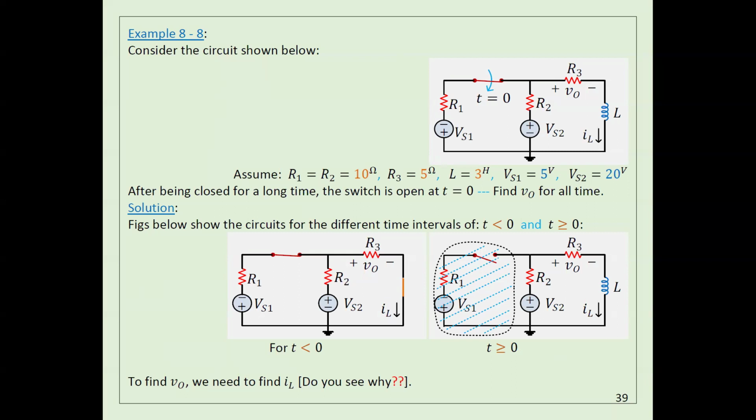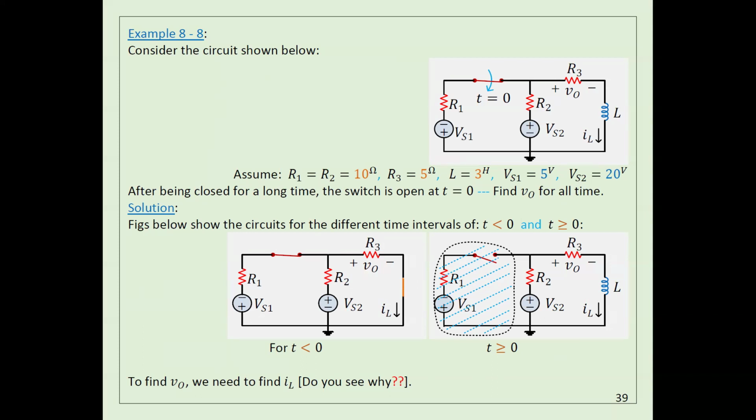So when t is less than 0, the inductor is at a steady state, so it has to be a short circuit. Why do I give you this circuit here? Simply because you need to find the current here, because this current will be the initial current. Now, when I open the switch, this branch is cancelled because it's not connected. So now this is my circuit.